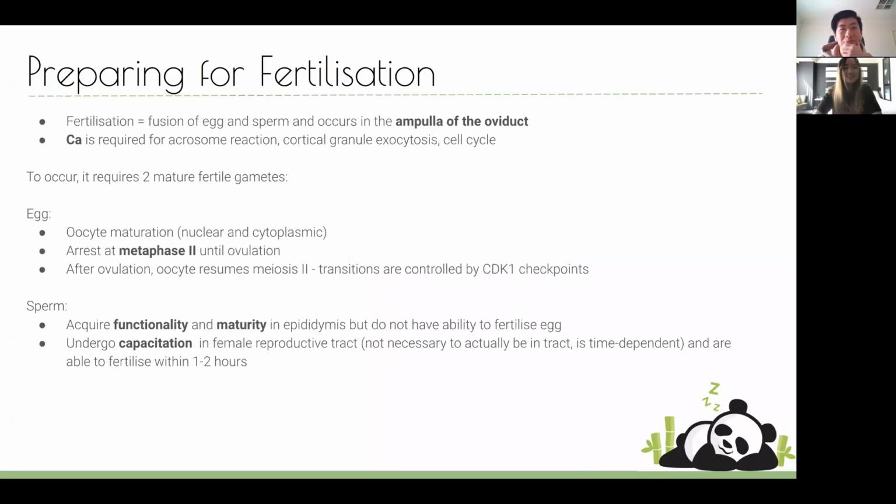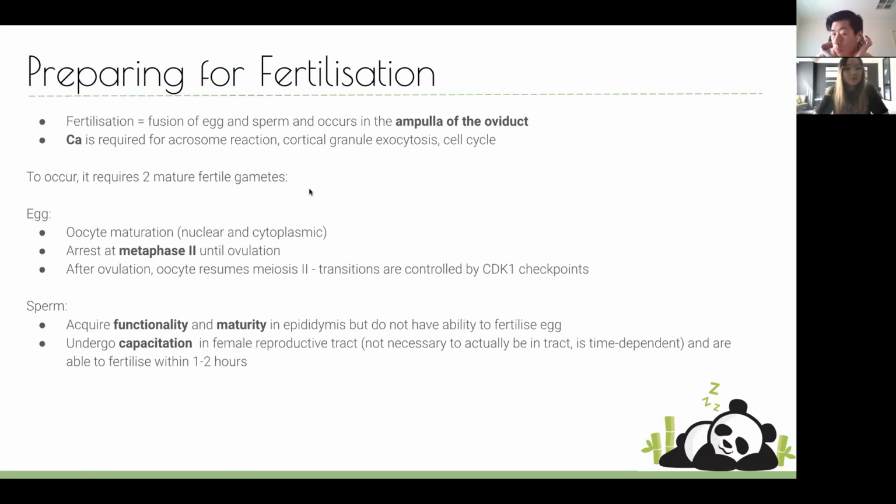Fertilization. Preparing for fertilization. Fertilization is literally the fusion of the egg and sperm. It occurs in the ampulla of the oviduct, or the fallopian tube. That's really important. You have to know that fertilization occurs in the ampulla of the oviduct. If you don't know that, then this is a little sad. Get onto it. You need calcium for a lot of the processes of fertilization, and we'll come across that again.